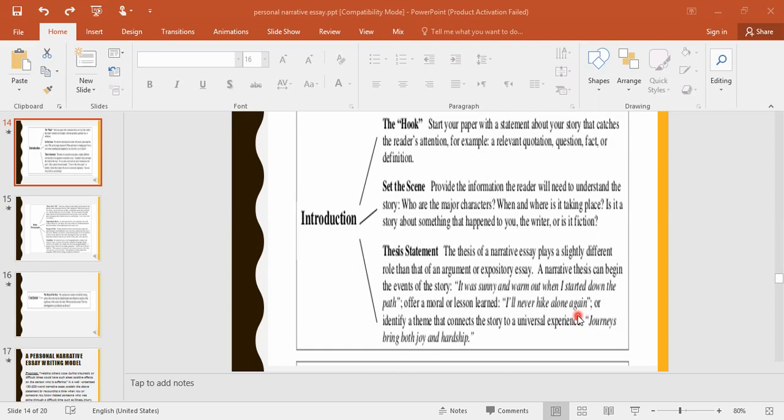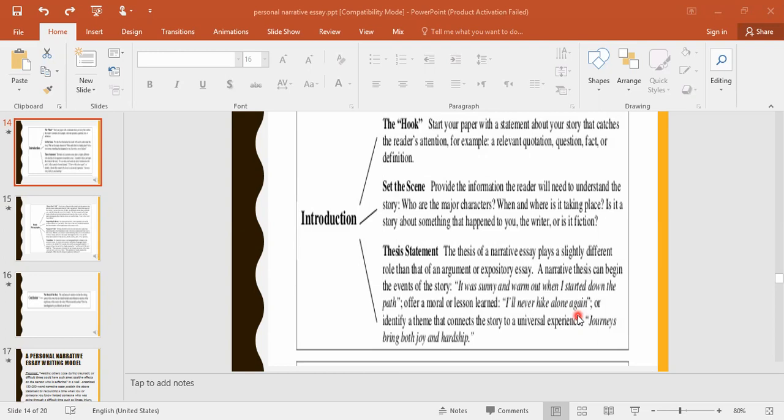So I'll repeat. The hook is the first sentence in which you start your story. It should be a quotation, it should be a definition, it should be a fact, it should be a question, anything you choose could be a hook, okay?